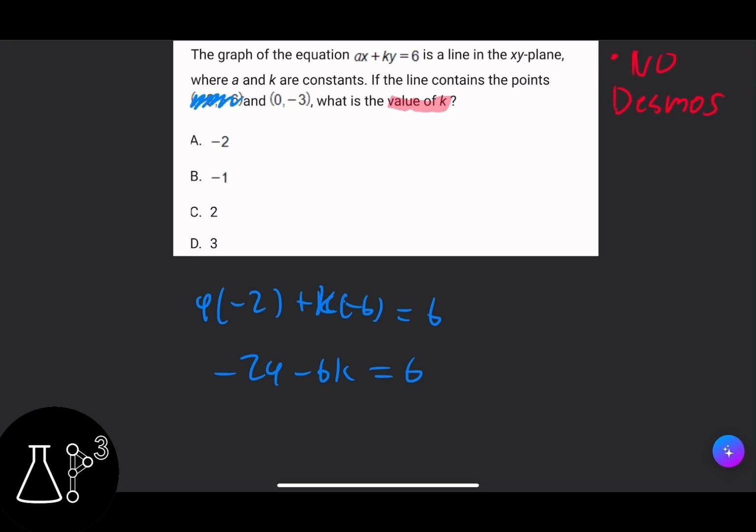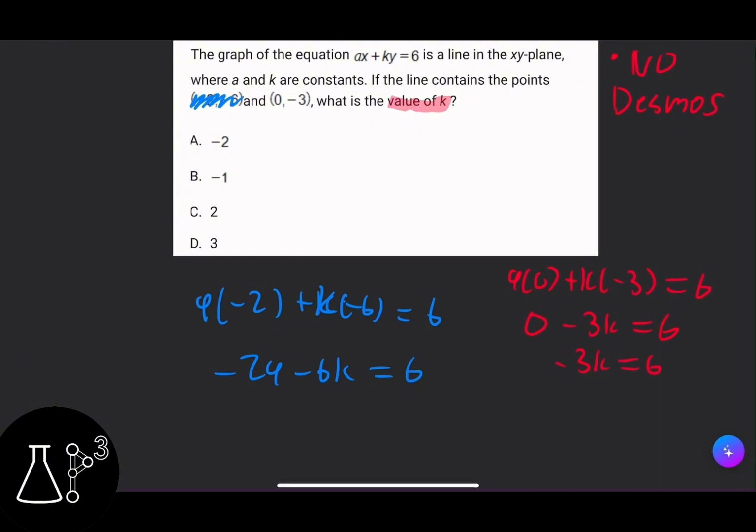What we can use is (0, -3), and you'll see why. So we plug (0, -3) into the equation given in the question. We would get a multiplied by 0 plus k multiplied by -3, which equals 6. Now, a multiplied by 0 just equals 0. And then k multiplied by -3, we get -3k, which equals 6. So we can rewrite that as -3k equals 6.